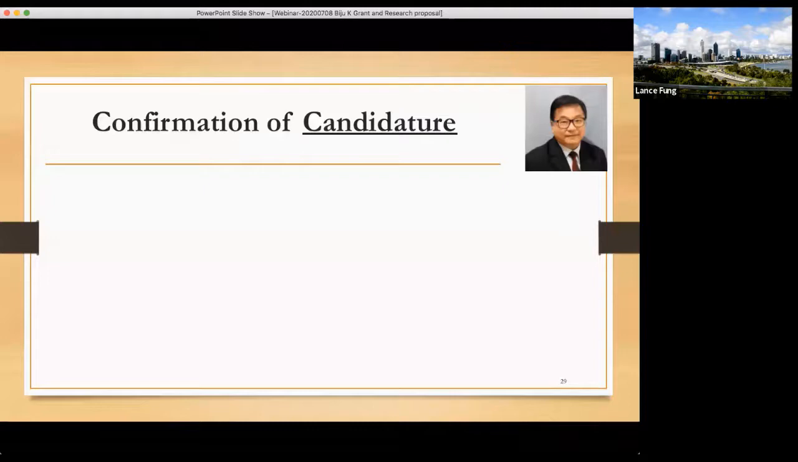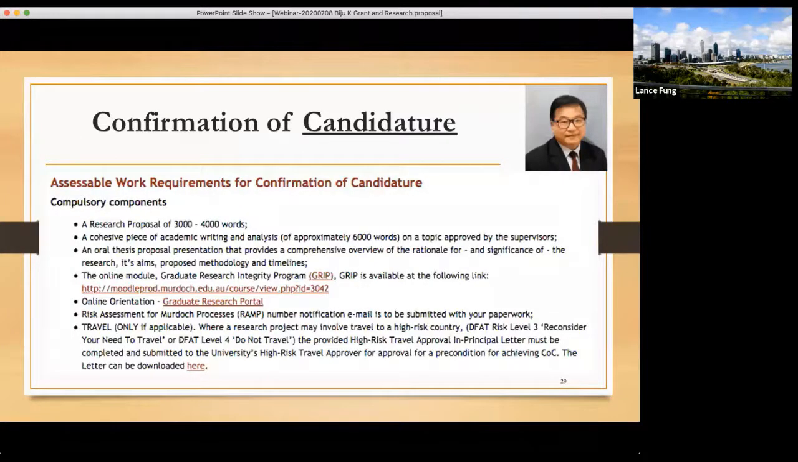So assuming the student has been admitted into our university, then after 6 months, they need to go through what we call the confirmation of candidature. As you can see here, the research proposal is much larger compared to the admission one. Now between 3,000 to 4,000 words, or maybe in some other disciplines, they expect some kind of academic writing, maybe up to 6,000 words as well. But these are the main things you need to include in your proposal.